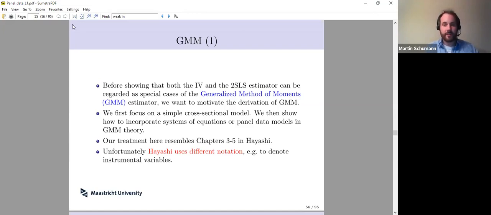Now, a very nice textbook for GMM is the Hayashi Econometrics book. And unfortunately, as always, there are issues with notation. Hayashi's notation is different from Wooldridge notation, and it's very difficult to combine them both. I tried my best in these slides, and please recall that Hayashi uses different symbols for the instruments and different symbols for the included explanatory variables of the models. This can be very confusing, so keep in mind that the notation in Hayashi is different.